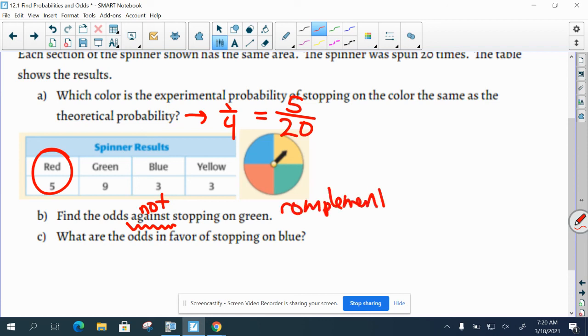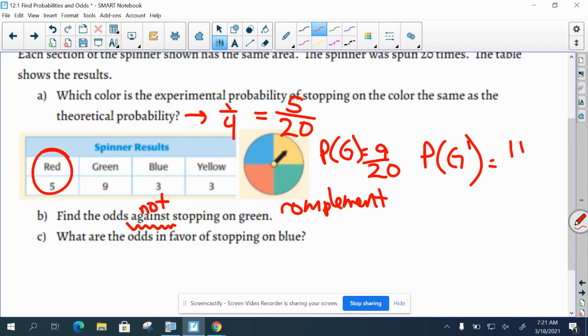So there are 2 ways to find it. We could take our green and subtract it from the total, or we could just add up everything that's not green. So if the probability of green is 9 out of 20, then the probability of not green, which you notate by green and then this apostrophe, the complement, so everything that's not green, would be 11 out of 20, because you would just subtract this from 1. So that'd be the answer to part B.